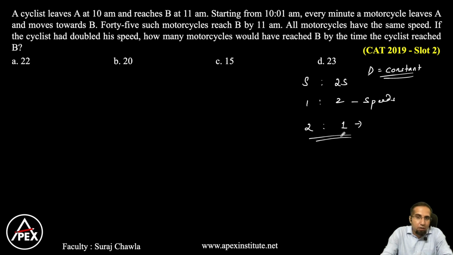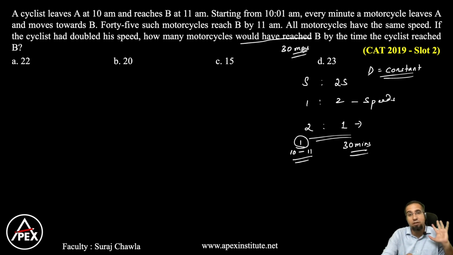So if earlier the cyclist was starting from 10 to 11, that means he was taking 1 good hour. Now he has only 30 minutes of time that is asked in the question. All the motorcycles have same speed. If the cyclist doubled his speed, how many motorcycles would he reach by the time the cyclist reached B? That means how many motorcycles would he cross in 30 minutes of time? Whereas the motorcycle speed is same.